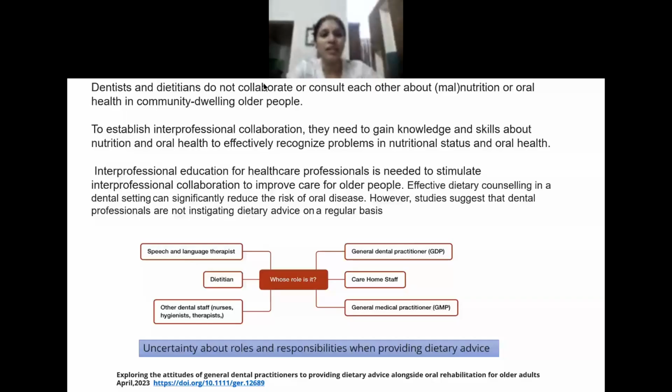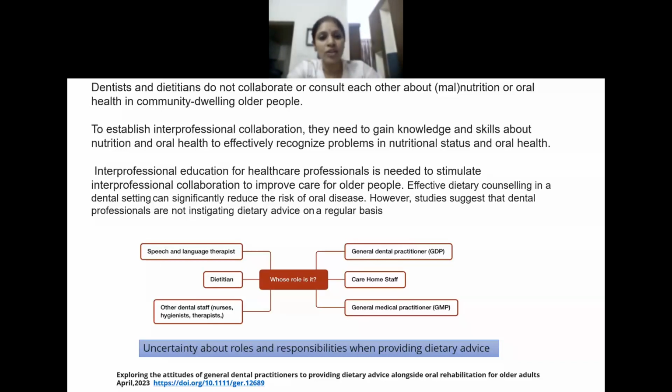Dentists and dietitians are, actually, we have seen that they do not collaborate with each other in order to enhance the health of community-dwelling older people. So to establish interprofessional collaboration, they need to gain knowledge and skills about nutrition and oral health to effectively recognize the problems in this nutrition aspect.